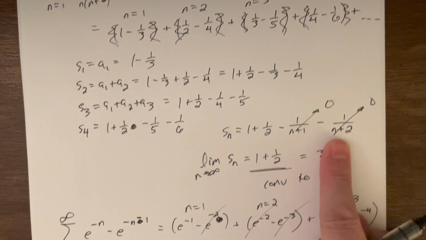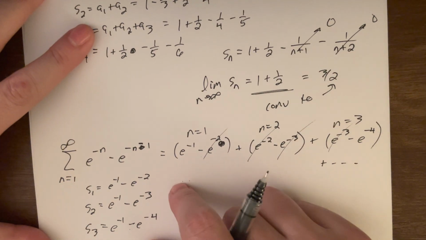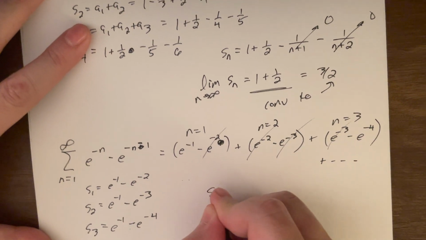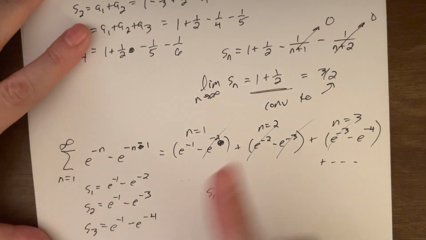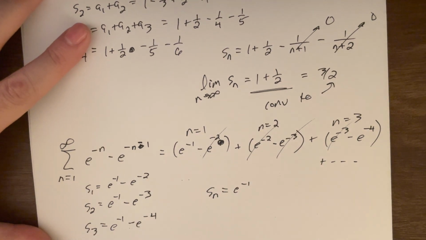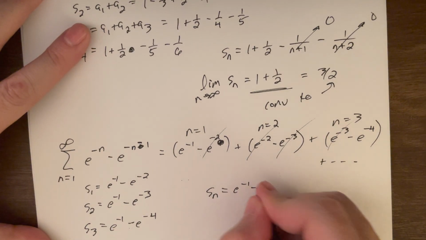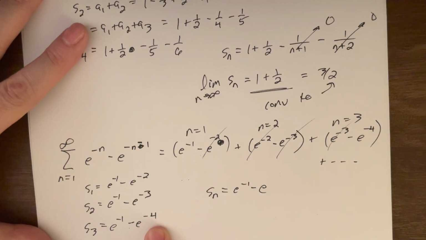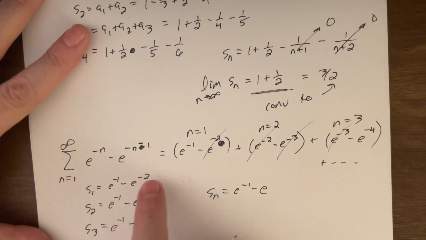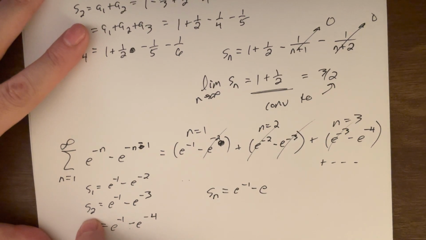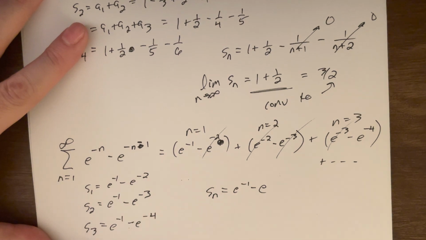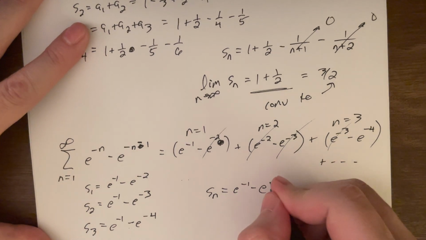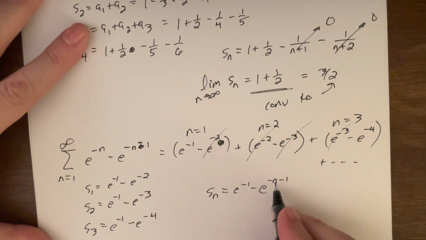That pattern still holds. So similarly here, what do we think about Sn? Well, they all have the e to the minus 1. But then here, they all have an e, but the exponent is changing. And, as we saw, when n is 1, I'm getting a negative 2. When n is 2, I'm getting a negative 3. When n is 3, I'm getting a negative 4. Generically, I'm getting a minus n minus 1.